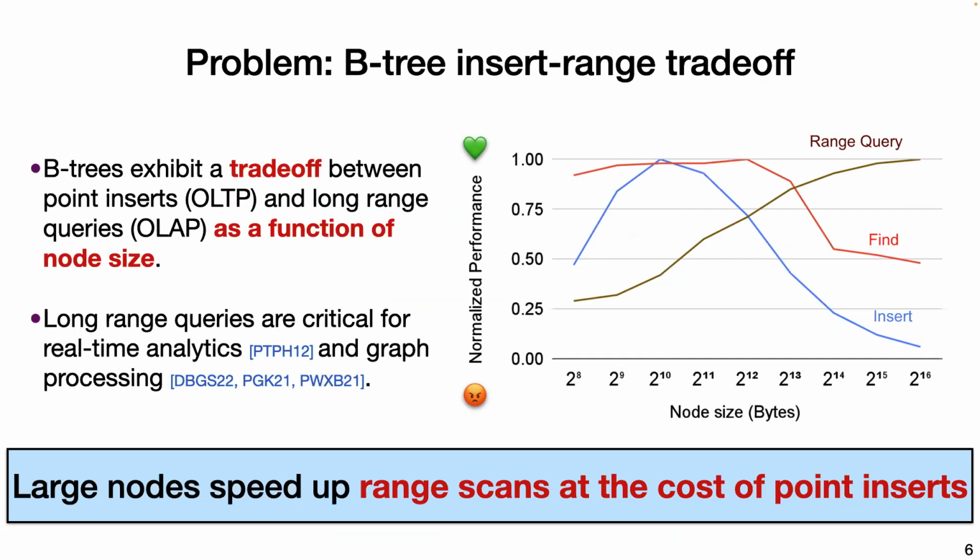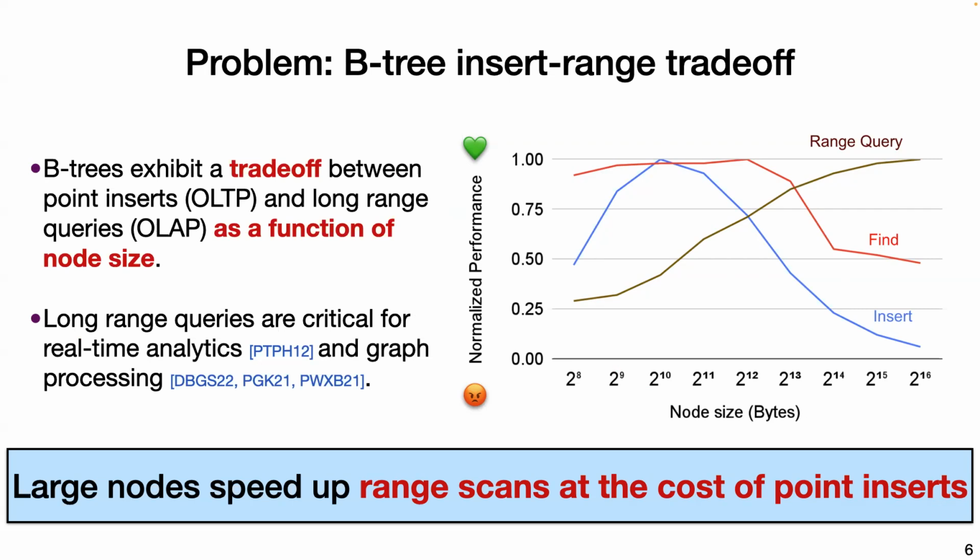Unfortunately, depending on the node size, B-trees exhibit this trade-off between OLAP and OLTP performance. In this plot, the x-axis is node size in bytes, and the y-axis is normalized performance, where 1 is the best performance as a function of node size. There'd be one point at which any of these node sizes achieve 1. You can see that insert and find are dropping off as you increase the node size, and range query is going up as you increase the node size. Ideally, if your data structure supports both of these operations, you want both of these things to be good.